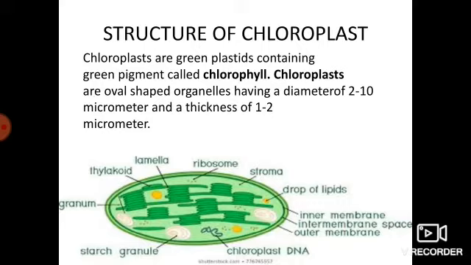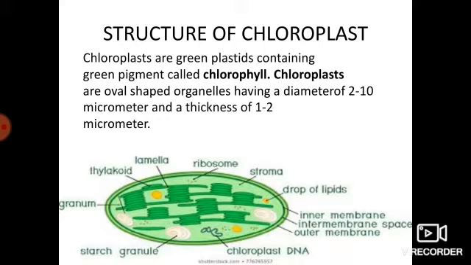The outermost covering is called envelope. This envelope is having two membranes, inner and outer membrane. Then the space within the chloroplast is said to be stroma. In the stroma you can see chloroplast DNA, starch granules, drops of lipids, ribosomes, etc. In the stroma you can also see the thylakoids arranged one above the other and forming many granas.